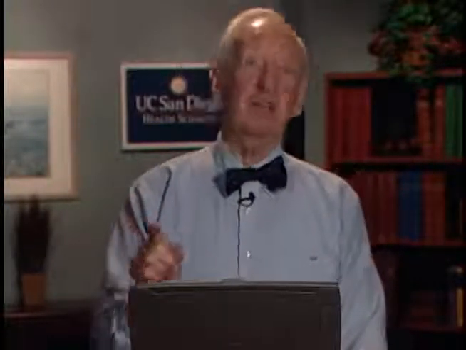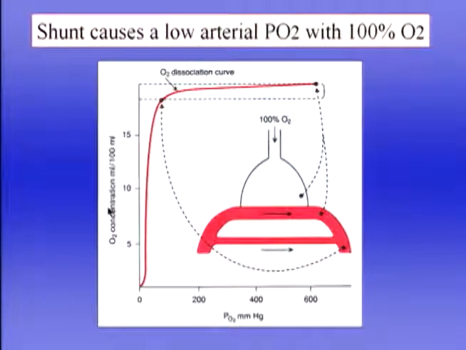Now there's a very useful test for a shunt, and I want to mention that briefly, and that is to give the patient 100% oxygen to breathe and see if the arterial PO2 rises to the expected value. Shunt is the only mechanism of hypoxemia where when you give the patient 100% oxygen to breathe, the PO2 does not rise to the expected value, and the reason is shown here.